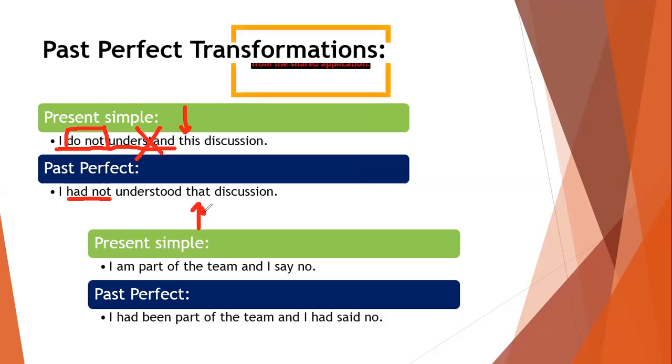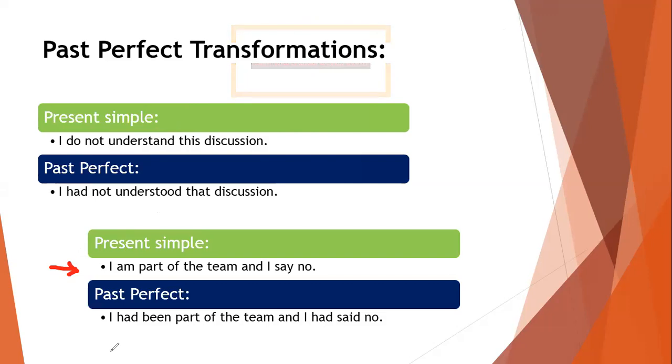Sometimes we have more than one active action in the sentence. I want you to take a close look at the second example, at this one. So we have: I'm part of the team, and I say no.